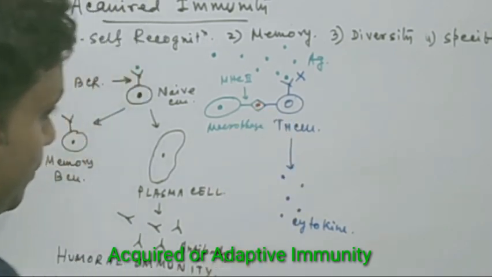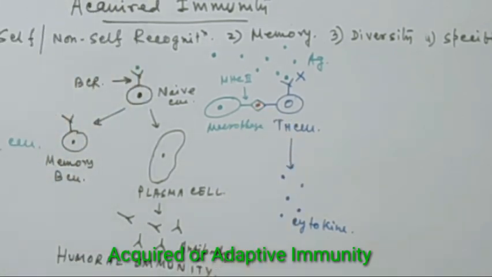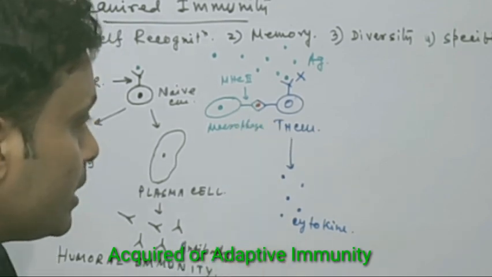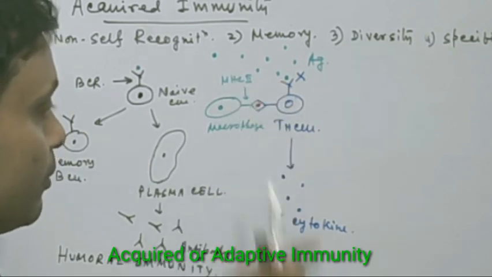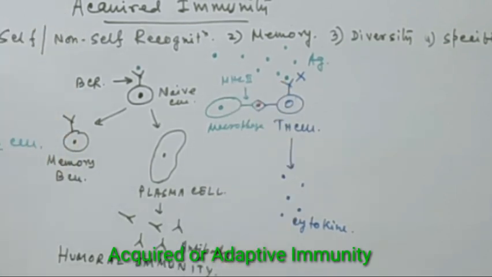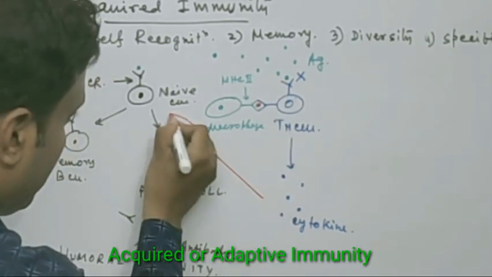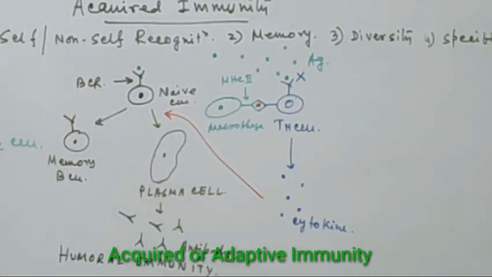Okay, so this helper T cell receptor binds with this MHC class 2 molecule, and then this helper T cell will produce the specific cytokine against this particular type of antigen, and this cytokine helps in the differentiation of the naive B cell into the memory cell and the plasma cell.